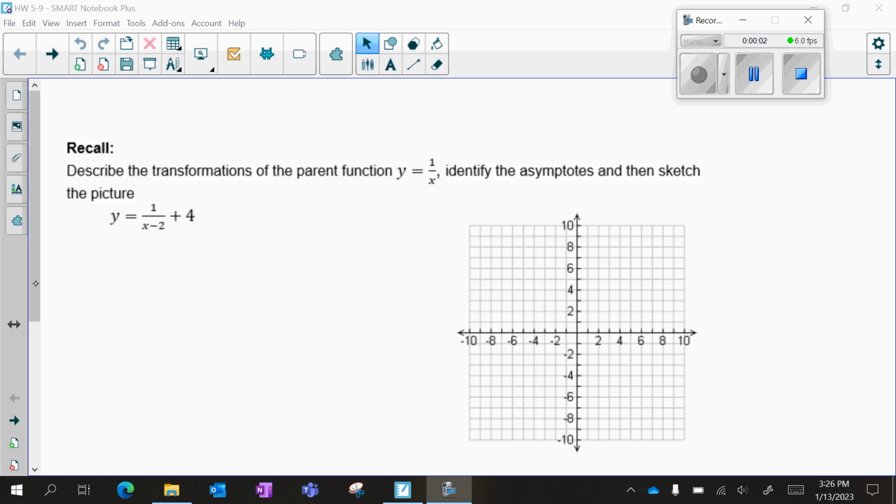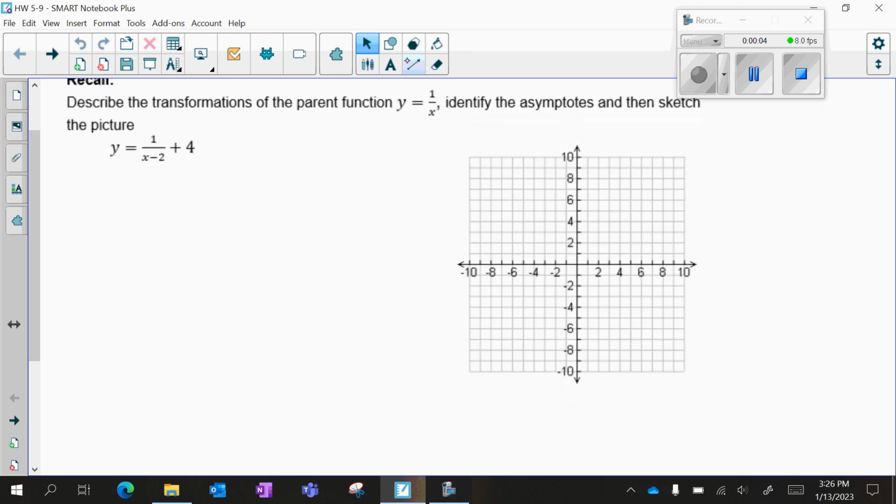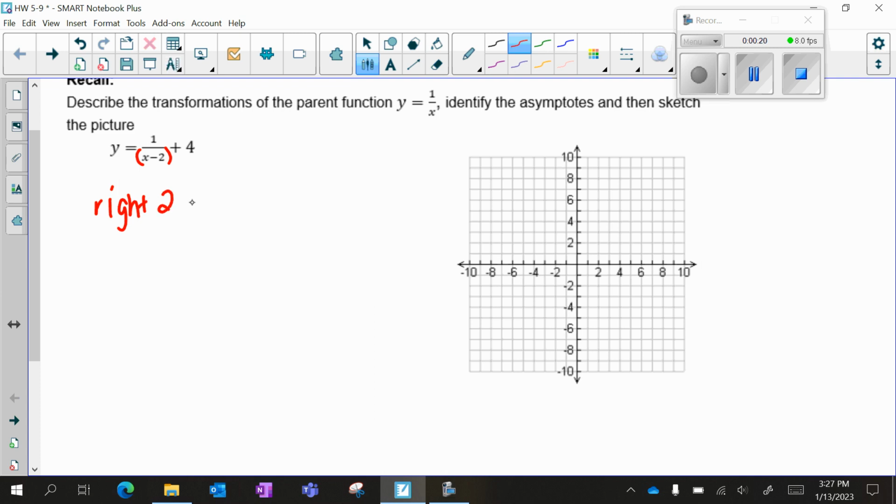So let's review some things about rational functions, including some transformations and some asymptotes. So remember that the denominator of a rational function is the inside transformations. So this says x minus 2, which means that it is going right 2, which means that my vertical asymptote is at x equals 2.